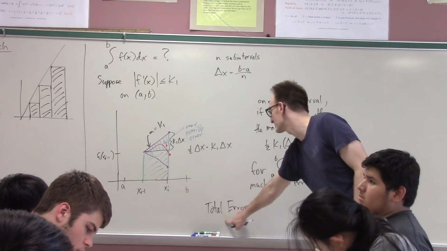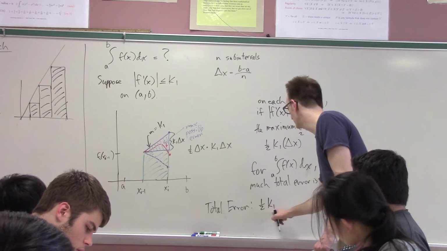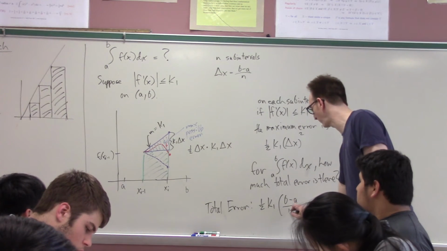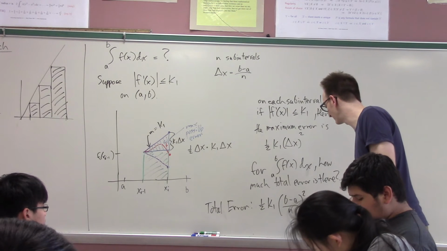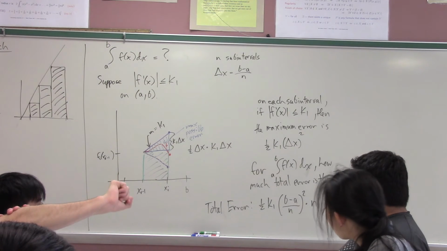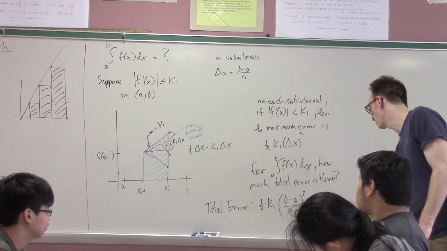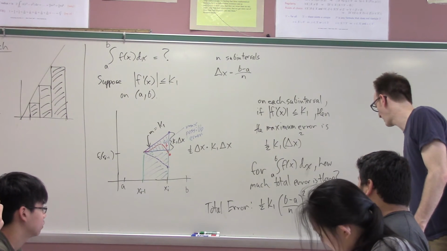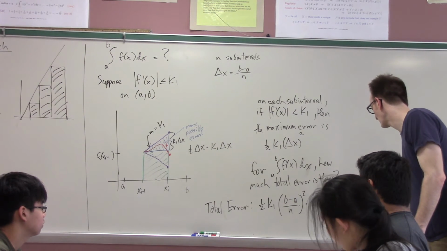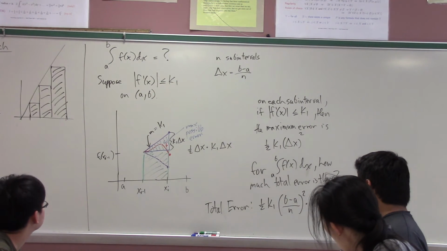So the total error is going to be 1/2 k1 times delta x, which is in reality (b minus a) over n, squared, times n. Which reduces to k1 over 2 times (b minus a) squared over n. Okay. Alright. This is an awesome formula. Let's dwell on it for a minute.